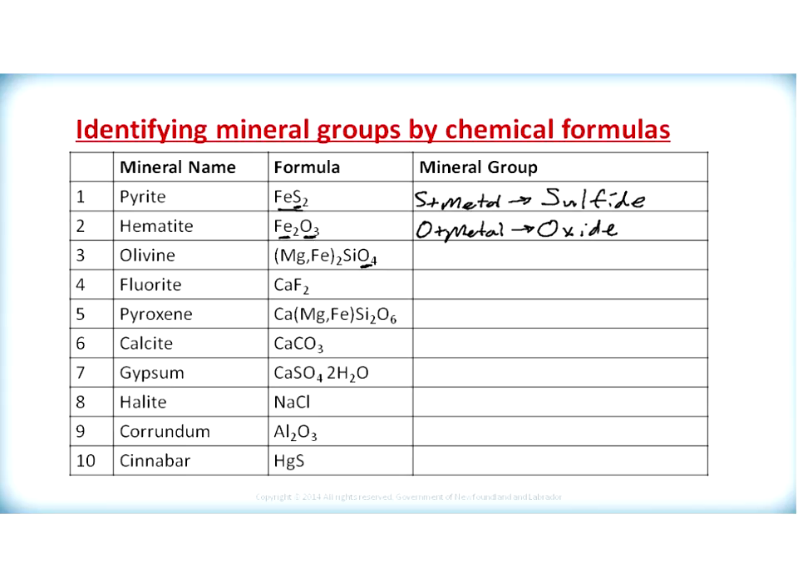When we look at the mineral olivine, we look at the chemical formula, MgFe2SiO4. Here we do have an oxygen group, and if we look at the element directly in front of the oxygen group, we will see silica. So silica plus oxygen will classify olivine in the mineral group silicate.